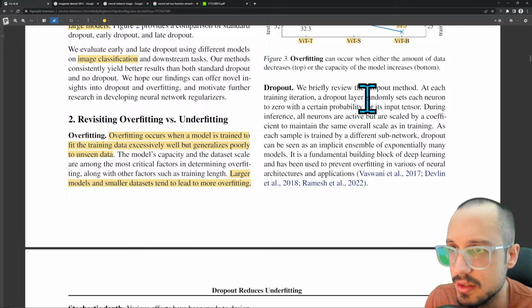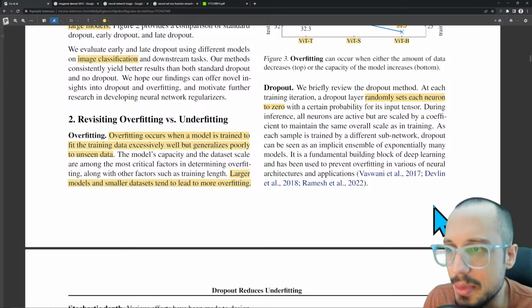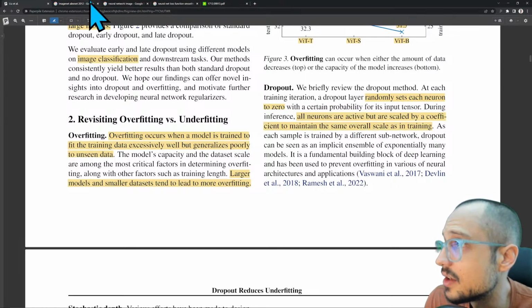Setting it to 0 is effectively dropping it out, right? During inference, all neurons are active but are scaled by a coefficient to maintain the same overall scale as in training. So what does that mean?